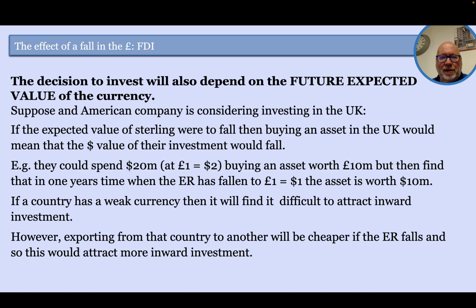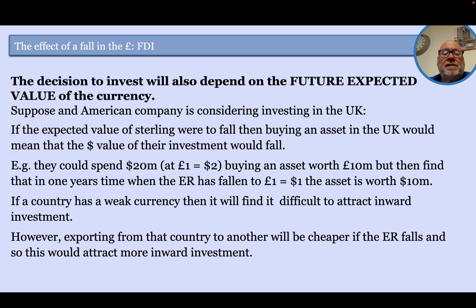Let's say the Americans have come in and they bought up our company. What will happen if the future value is going to fall? And the argument is they're buying an asset in the UK and it's falling in value. So they spent their 20 million at, let's say, 1 to 2. They bought a 10 million pound asset in the UK, but then they find in a year's time the pound has fallen to 1 to 1. So they take their 10 million pound asset and they turn it back into dollars and they earn $10 million. But they started with 20 million.